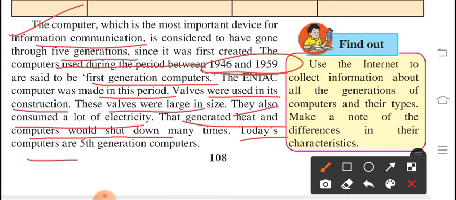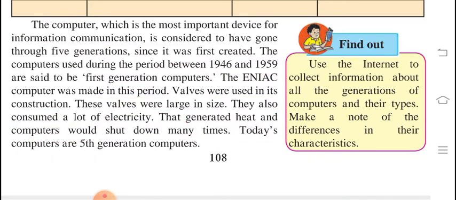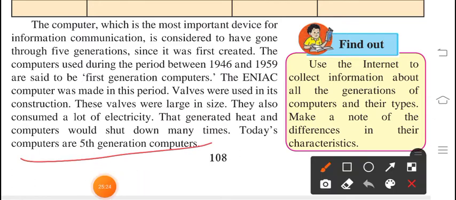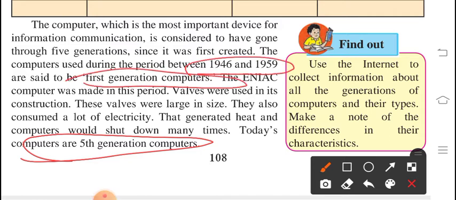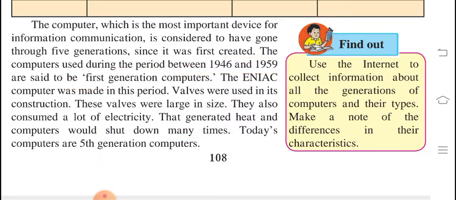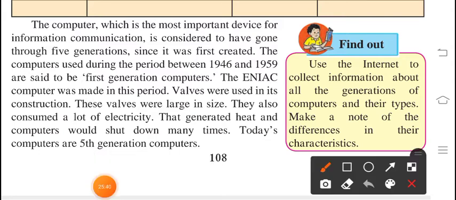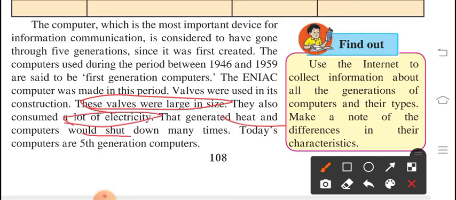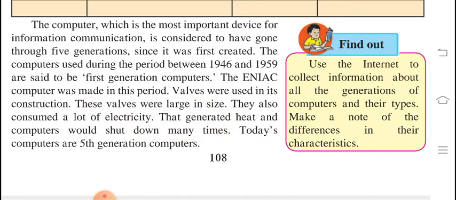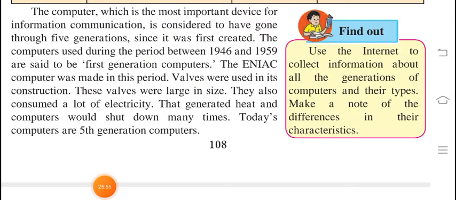Today's computers are fifth generation computers. The computers we are using nowadays are fifth generation, and from 1946 till 1959 was the first generation. They used a very large number of large valves in the first generation. Because of that it consumed a lot of electricity and generated heat, and computers would shut down many times. Nowadays this is not happening because it's a modern computer, we can say.